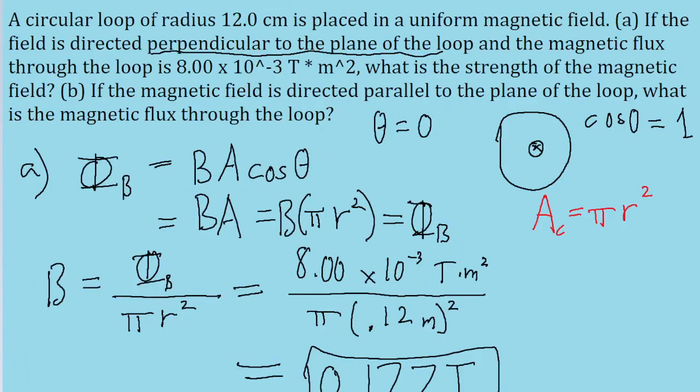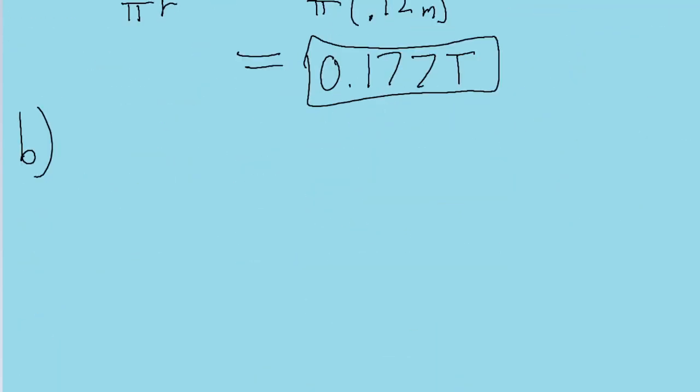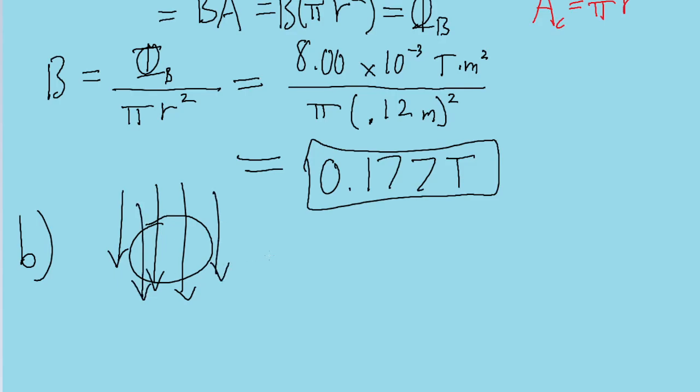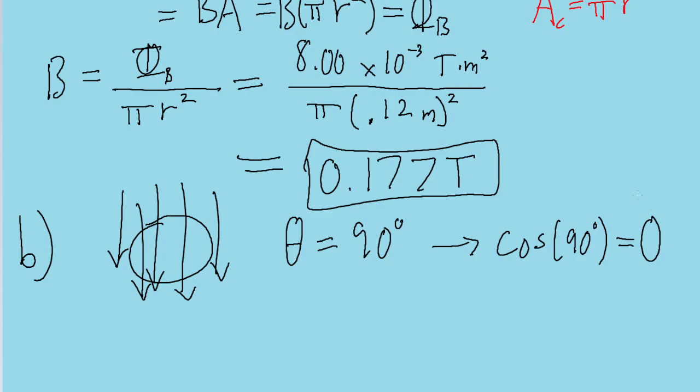Part B, which is the same idea, except now we're told that the magnetic field is directed parallel to the plane of the loop. So going back to our diagram, this would be like if we had a circular loop here, and the magnetic field was directed, instead of being into or out of the page, going through the plane like this. So what's happening in this case is now there is a 90-degree angle between the direction of the field and the normal to the loop, which means that instead of using the cosine of 0 degrees, we're using the cosine of 90 degrees, which is equal to 0.